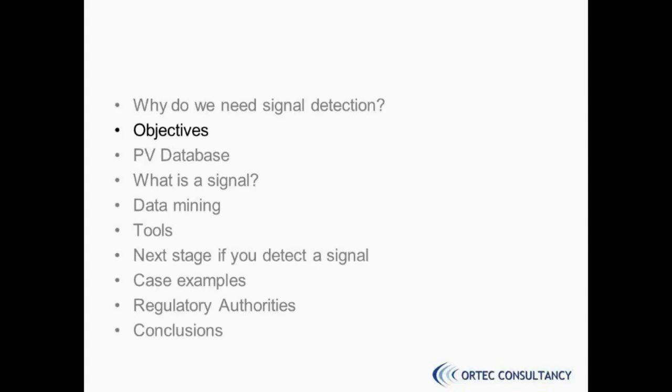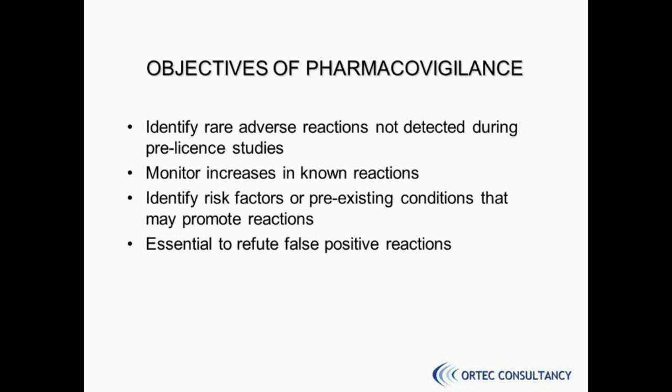If we then go on and look at it and say, well, what are our objectives in this signal detection? What are we trying to do? Our first one here is that, as I've said, we're looking to identify the rare adverse events that occur that are not detected in our pre-license studies. We're also trying to monitor increases of known adverse events. So in other words, are they increasing as we put it out into the market? Key one we're trying to do is we're trying to identify risk factors, be that use of other products at the same time, or pre-existing conditions that may lead to these reactions.